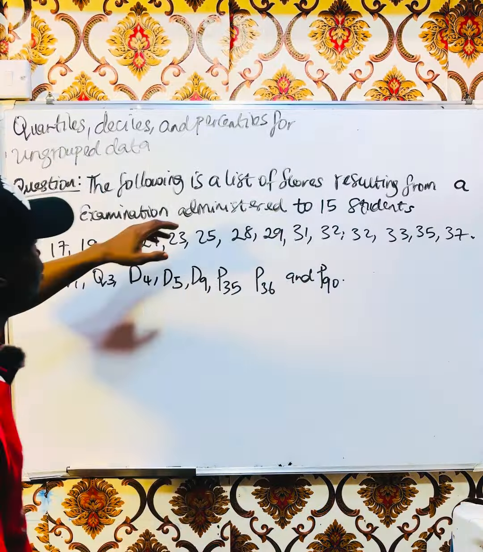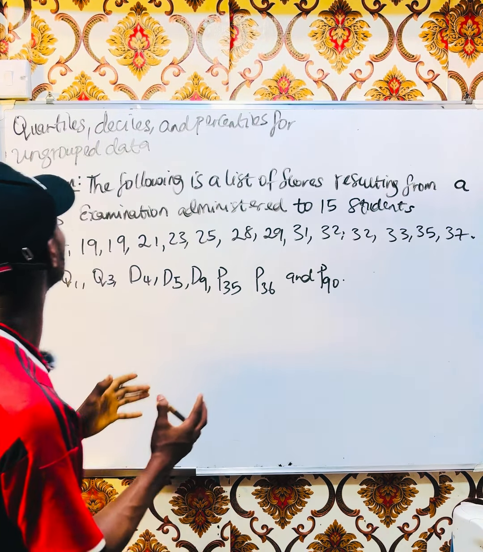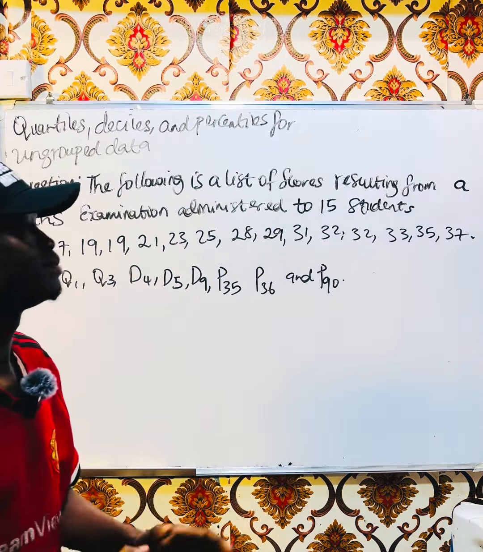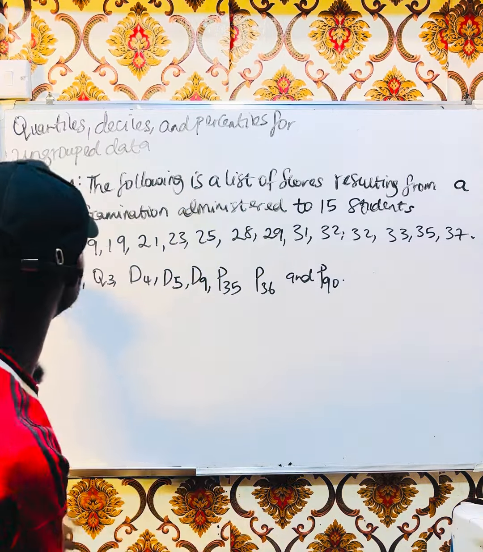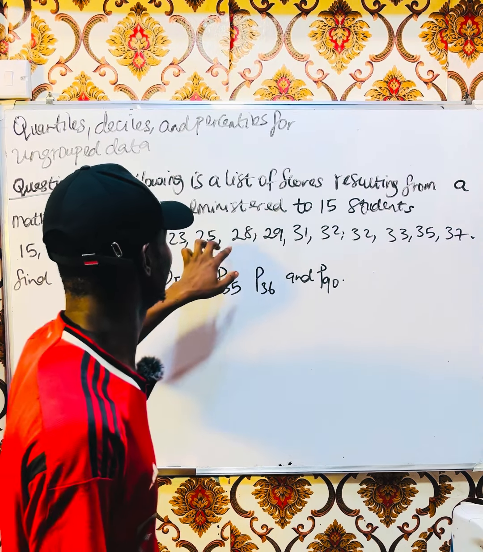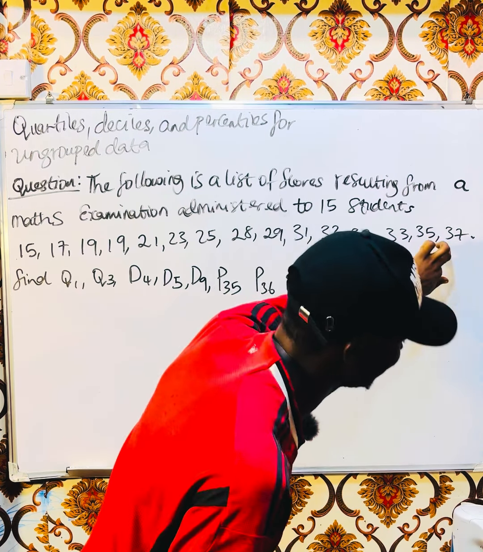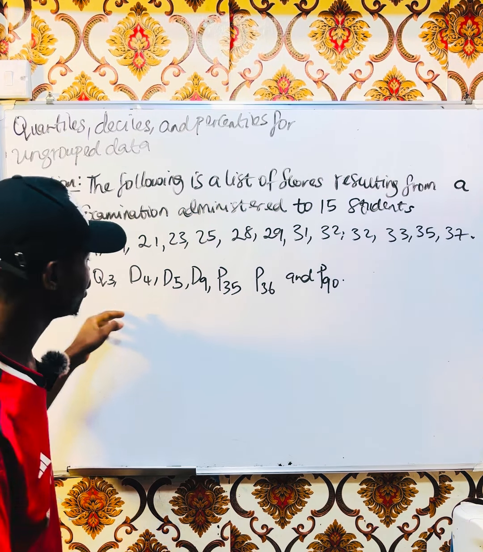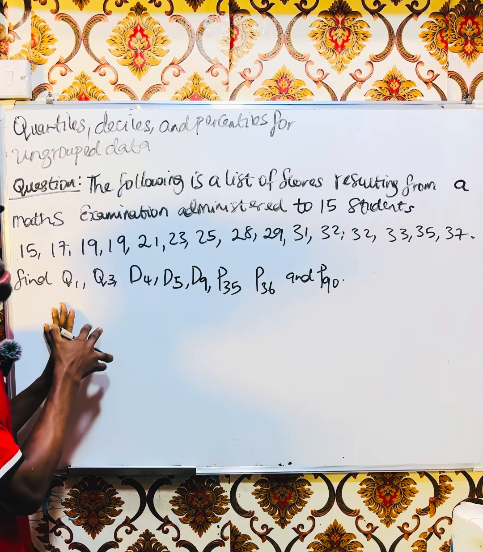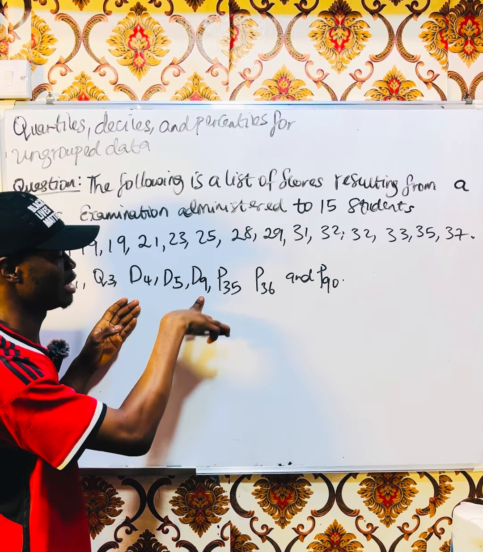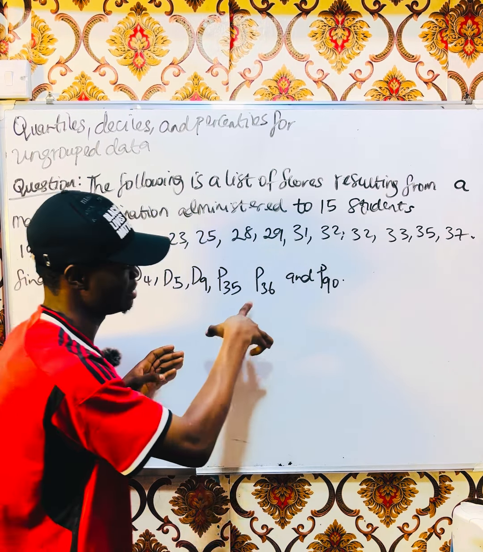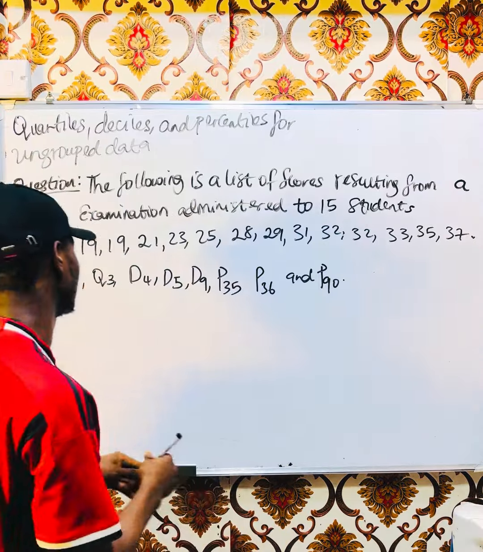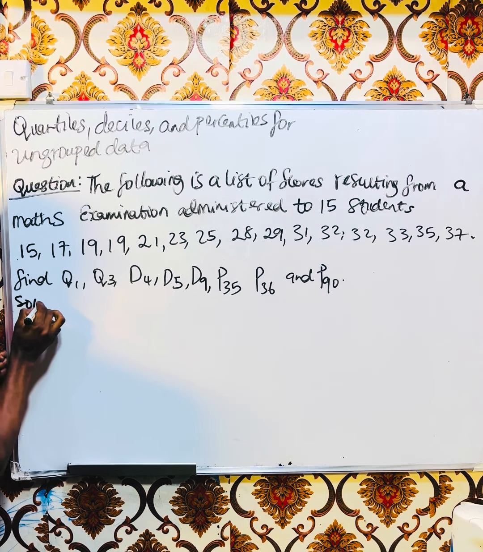From the question, the following is a list of scores resulting from a mathematics examination administered to how many students? 15. Let's check: 1, 2, 3, 4, 5, 6, 7, 8, 9, 10, 11, 12, 13, 14, 15. That's good. You have to find Q1, which is our lower quartile. Q3 is our upper quartile. Then D4, the fourth decile, fifth decile, ninth decile, 35th percentile, 36th percentile, and 90th percentile. So we write our solution.